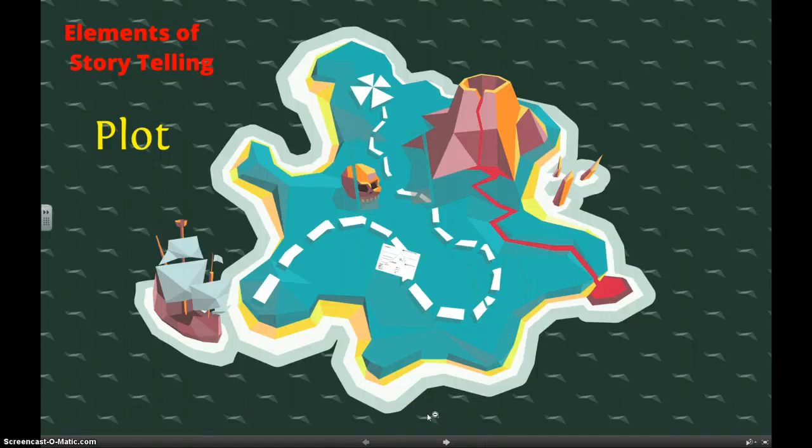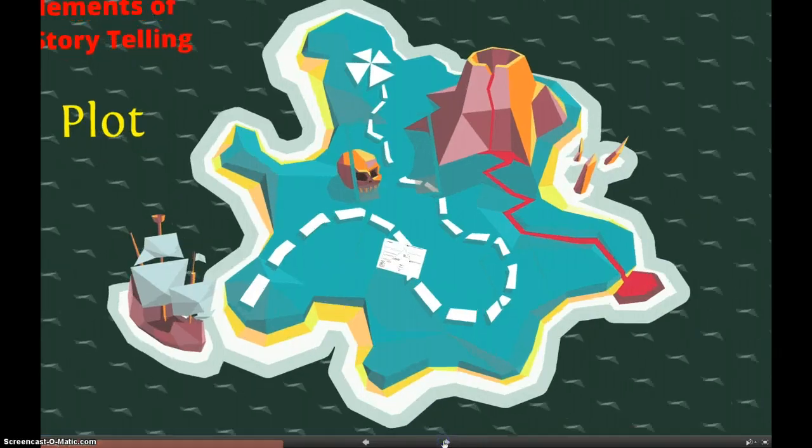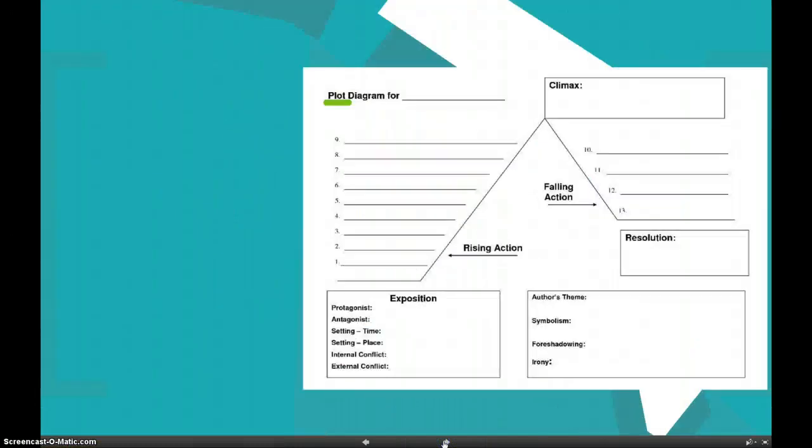Welcome to Elements of Storytelling. In this part, we are going to talk about plot. So, to begin, plot is the series of events that take place in a story.